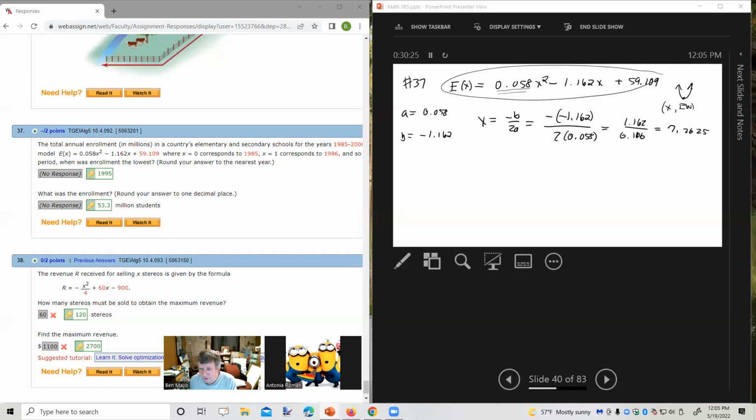Hang on a second. I want to make sure I've done this correctly. Something just doesn't seem quite right. Ah, yeah. I didn't punch it into the calculator correctly, so that's wrong. 1.162 divided by 0.116, okay, 10.0172. All right, so let's call that 10.02.